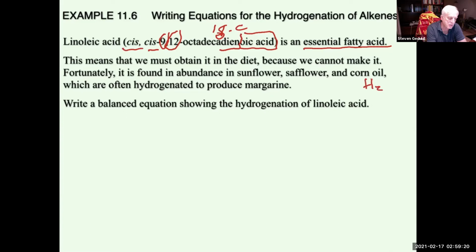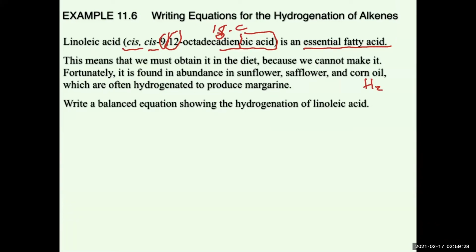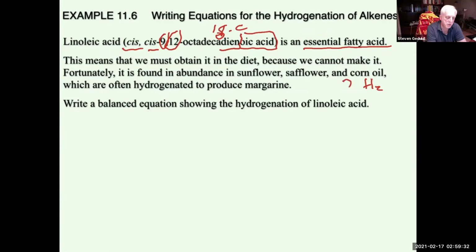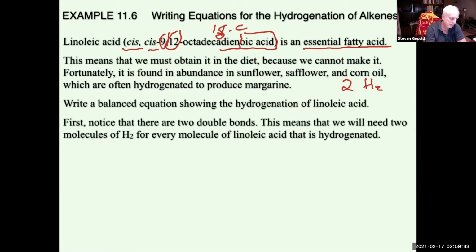So how many hydrogen molecules do we need to hydrogenate linoleic acid? 4. You need 4 hydrogens. Okay, so you need 2 H2 molecules because one will hydrogenate one double bond, one will hydrogenate the other double bond. Remember, hydrogen is always diatomic. Okay, there are 2 double bonds, like we said. We'll need 2 molecules of hydrogen for every molecule of linoleic acid that is hydrogenated.